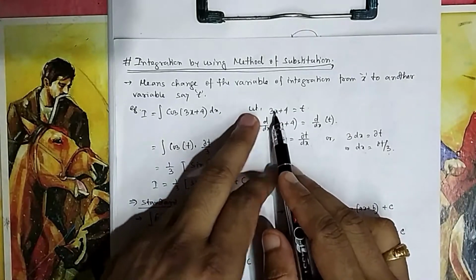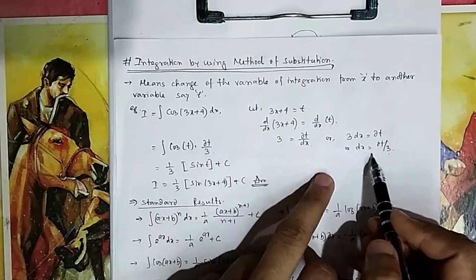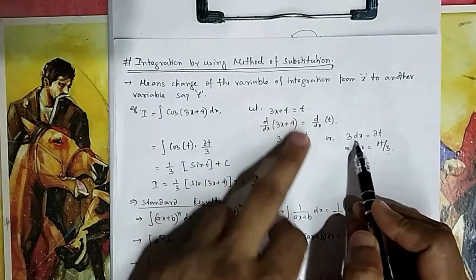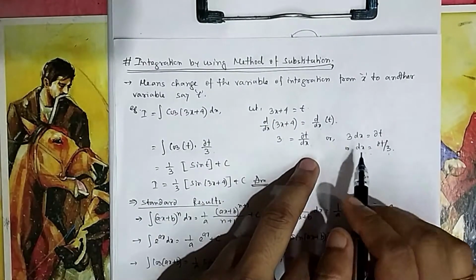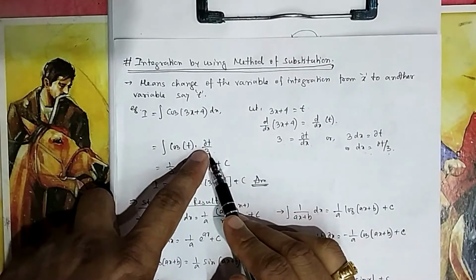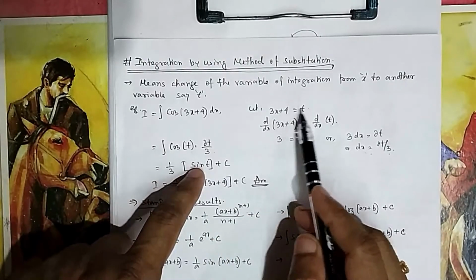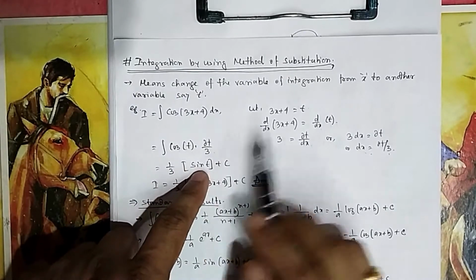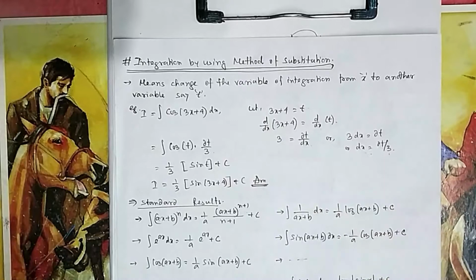Sometimes people do it directly from here, 3 into dx equals dt, but I have shown you the detailed way of how it is coming. You should understand from where it is coming. Once you know, then you can skip some steps, that is okay. So it will be cos t, and in place of dx it is dt by 3. So it is 1 by 3, cos t integration is sin t. Again you replace t with the original 3x plus 4, because t is our assumption and the answer is asked in terms of x.